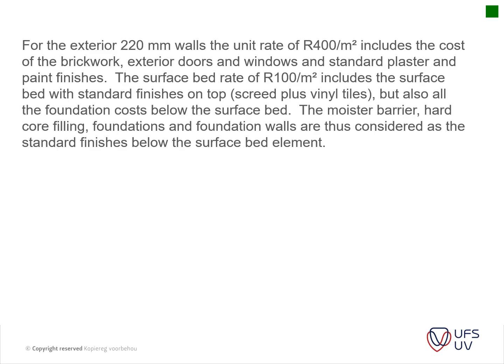Looking at our next section, for the exterior 220 millimeter walls, the unit rate is 400 Rand per square meter, and includes the cost of brickwork, exterior doors and windows, and the standard plaster and paint finishes. The surface bed rate is 100 Rand per square meter, and it includes the surface bed with the surface finishes on top, screed plus vinyl tiles, etc. But also all the foundation costs below the surface bed. The moisture barrier, hardcore filling, foundations and the foundation walls are thus considered as the standard finishes below the surface bed element.